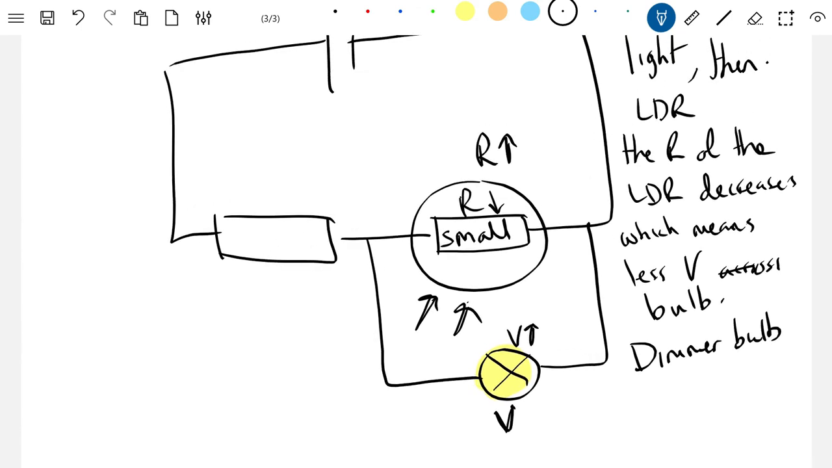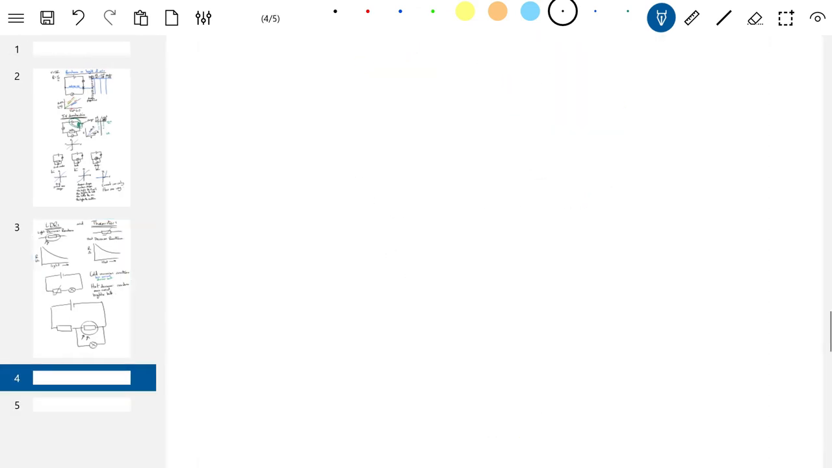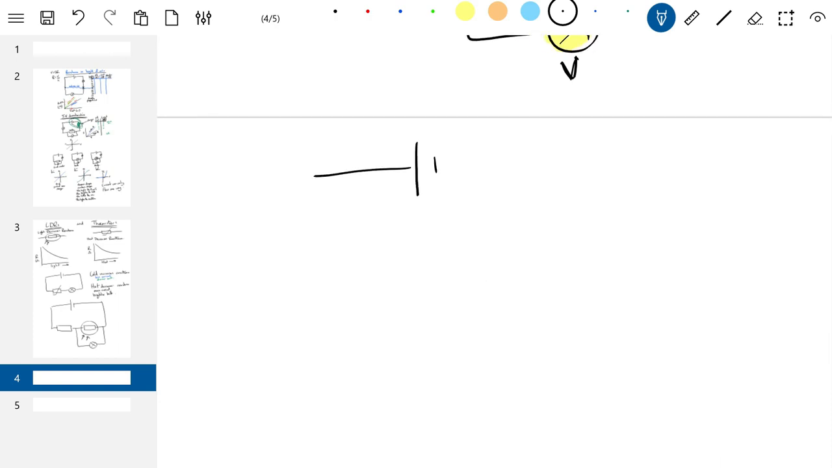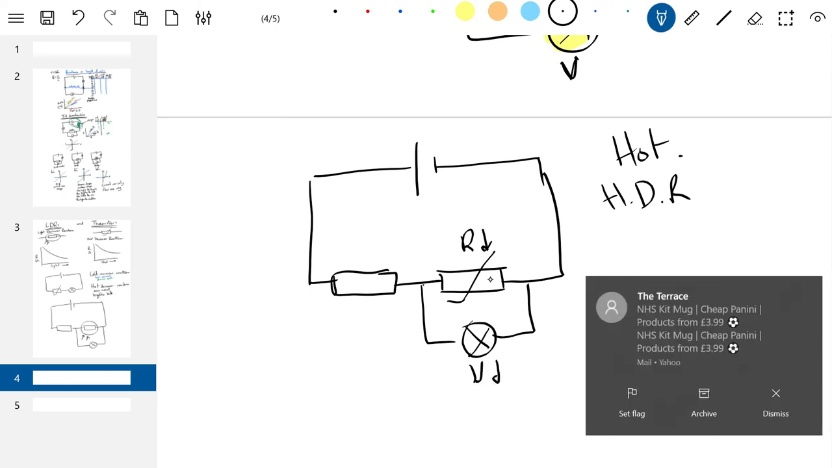Okay, now we can do exactly the same thing very quickly with a thermistor, so let's do the same with a thermistor. Sorry for the noise, that is my dishwasher. Okay, there's our bulb. Now let's say it's hot. So we've got heat decreases resistance. So that means that the resistance of this one goes down, which means the voltage of that will also go down.